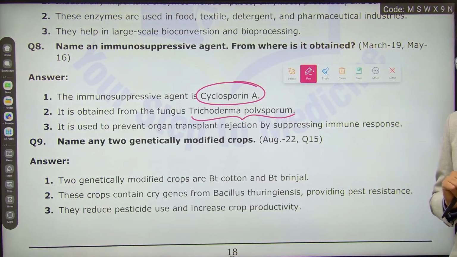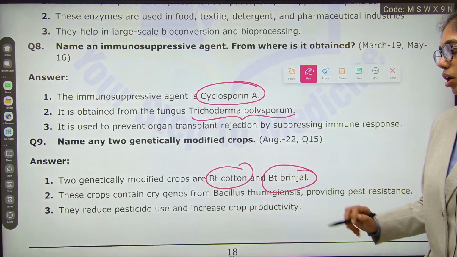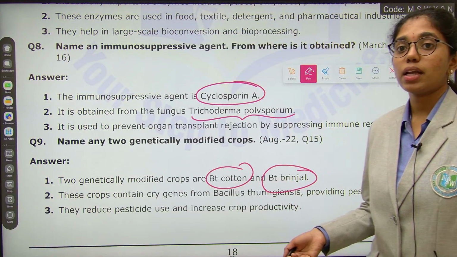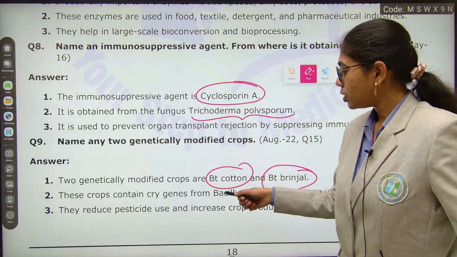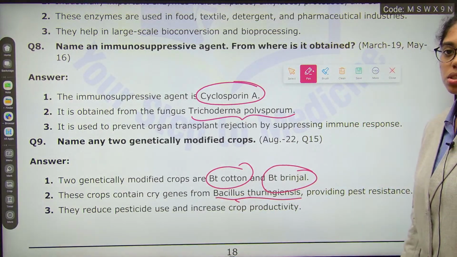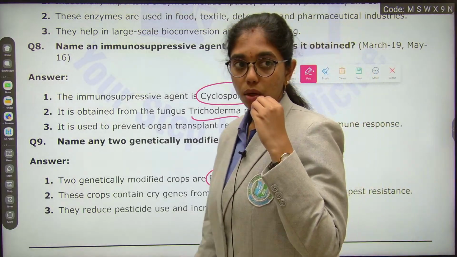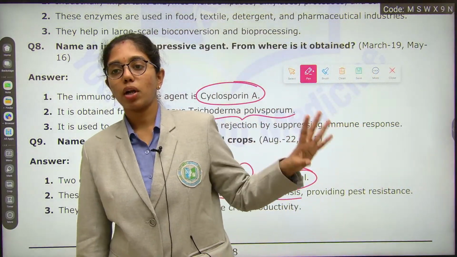Name two genetically modified crops: Bt cotton and Bt brinjal. They have cry genes, cry1Ac, cry2Ab. These genes from Bacillus thuringiensis provide pest resistance. Clear? So, with this, the complete IPE questions of second year botany are dealt.